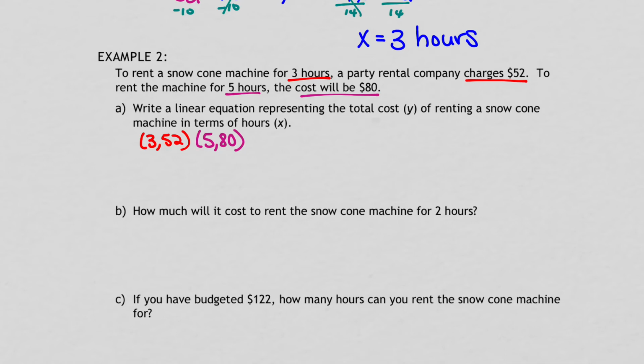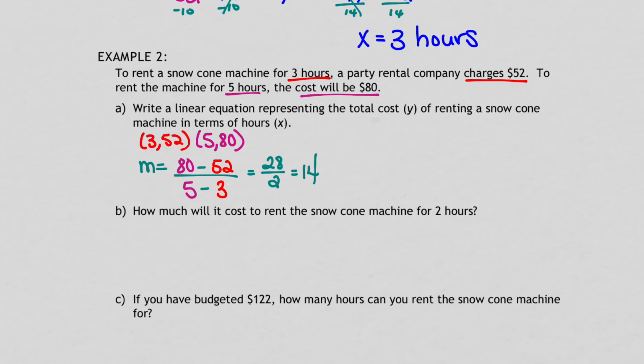So the first step is to find the slope. Subtract the y's over subtract the x's. And we get 28 over 2, or 14.